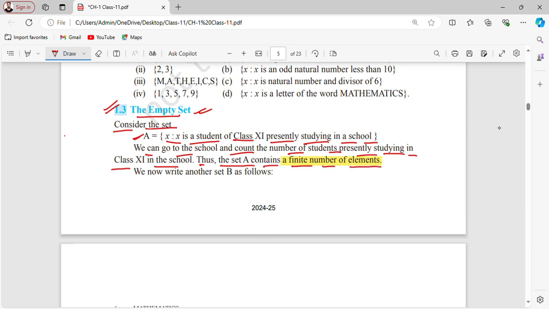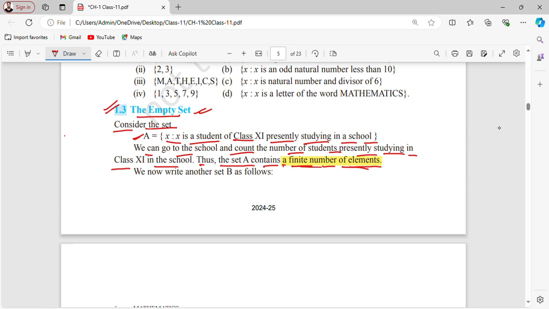If we count anything which is available from our surroundings, that is countable, so that is finite. So set theory also tells us about whatever we can count, and it will become a set. A set is a well defined collection, so here set A will have a finite number of elements.